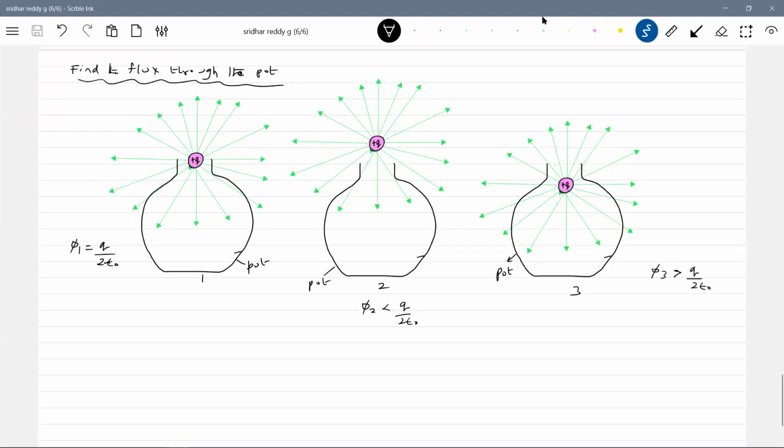Means how many lines of force should I draw? It's left to you. You can pick any number of lines of force, but the idea will be the same, no? Whether a student draws 100 lines or 1000 lines, it doesn't matter. Your answer will be unique. What is the flux? Q by 2 epsilon naught. Another student, instead of 100 lines, will draw 1000 lines. Then also the flux through the pot will be Q by 2 epsilon naught. So irrespective of the number of lines of force a student assumes for a point charge Q, your answer will be unique. The flux through the pot will be Q by 2 epsilon naught.